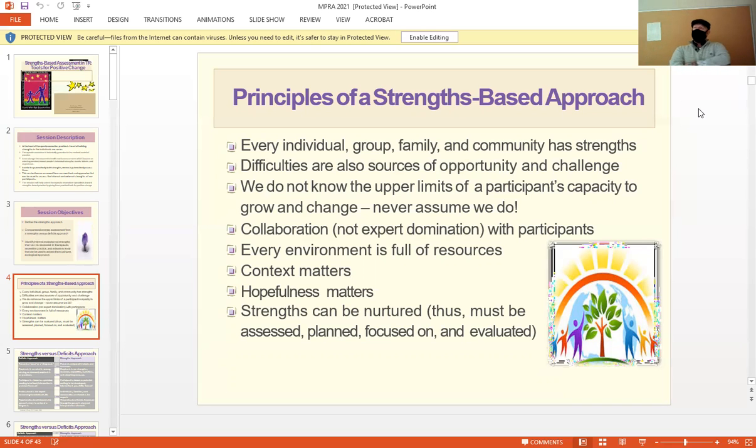Something else that it says here, and this is something that we are all kind of guilty of at times, I think. We don't know the upper limits of a participant's, a patient's, a client's capacity to grow and change. So don't assume that we do. Think about some of the places where you can work as a recreation therapist. Correctional facilities. Are you going to have preconceived notions about these people for the most part? Is it just natural for that to be the case? Absolutely. Don't assume that they won't change, that they can't change.